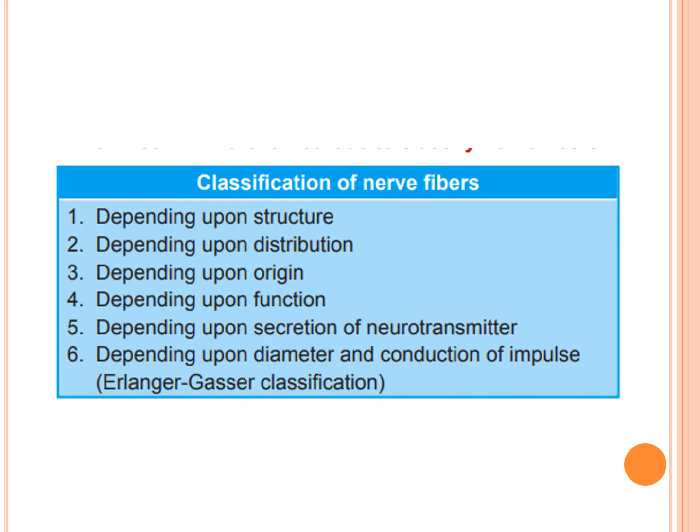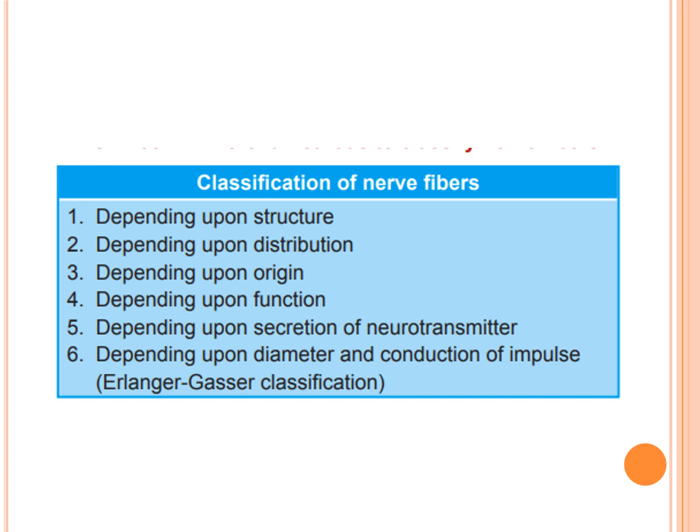So how are these nerve fibers classified? Nerve fibers are classified into types depending upon the structure. Depending upon the structure, these nerve fibers are classified as myelinated and unmyelinated fibers. This we have already seen when we studied the axon. I showed you that in some neurons, the axon is lined by myelin sheath, and those nerve fibers are called myelinated nerve fibers.